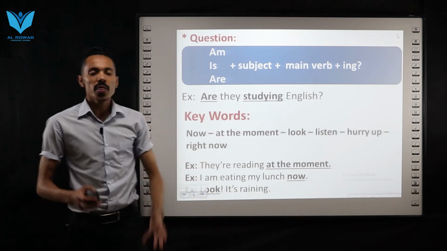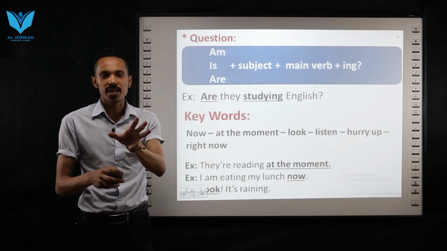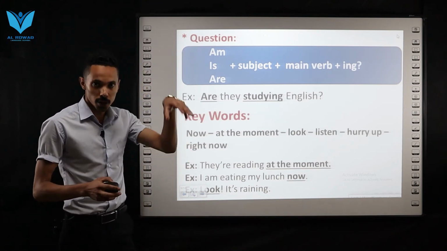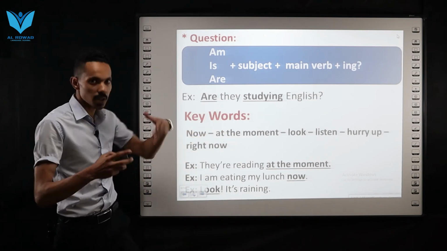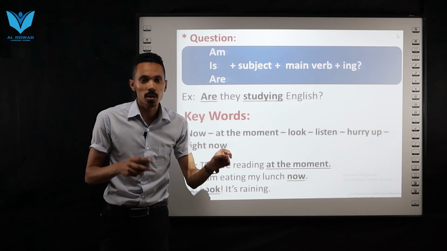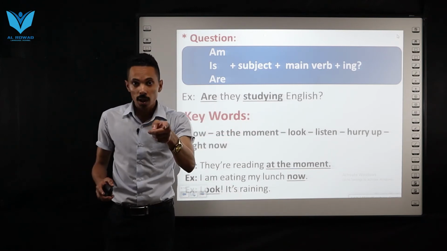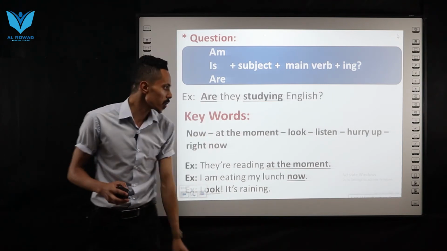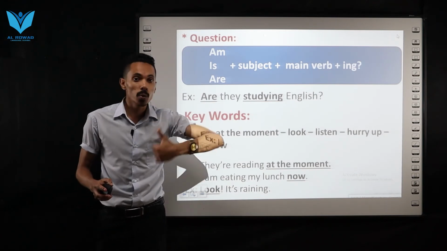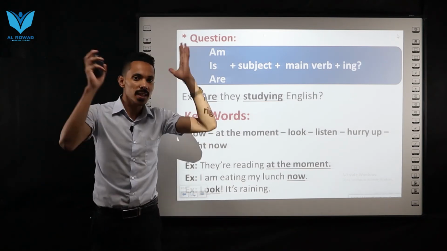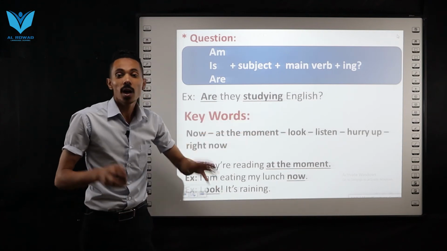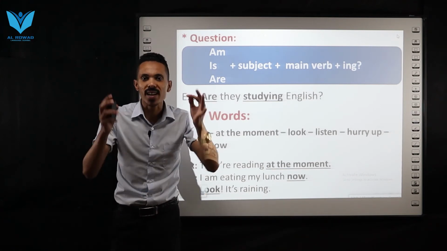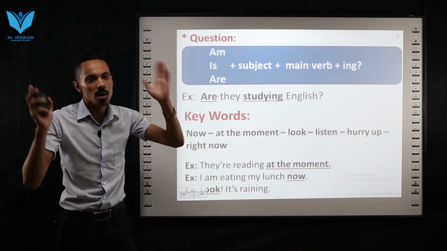Here, keywords. The time that if I can find it in the sentence, I know that it's a present continuous, like now, so the verb is present continuous. At the moment means also now, so the verb is present continuous. Look, if I tell you look at something, so the action is happening now, so the verb is present continuous. Listen, if I tell you listen, so we listen to an action happening now. Here, hurry up, so we should hurry up because we may miss an action that's happening now. And here, right now means also now.